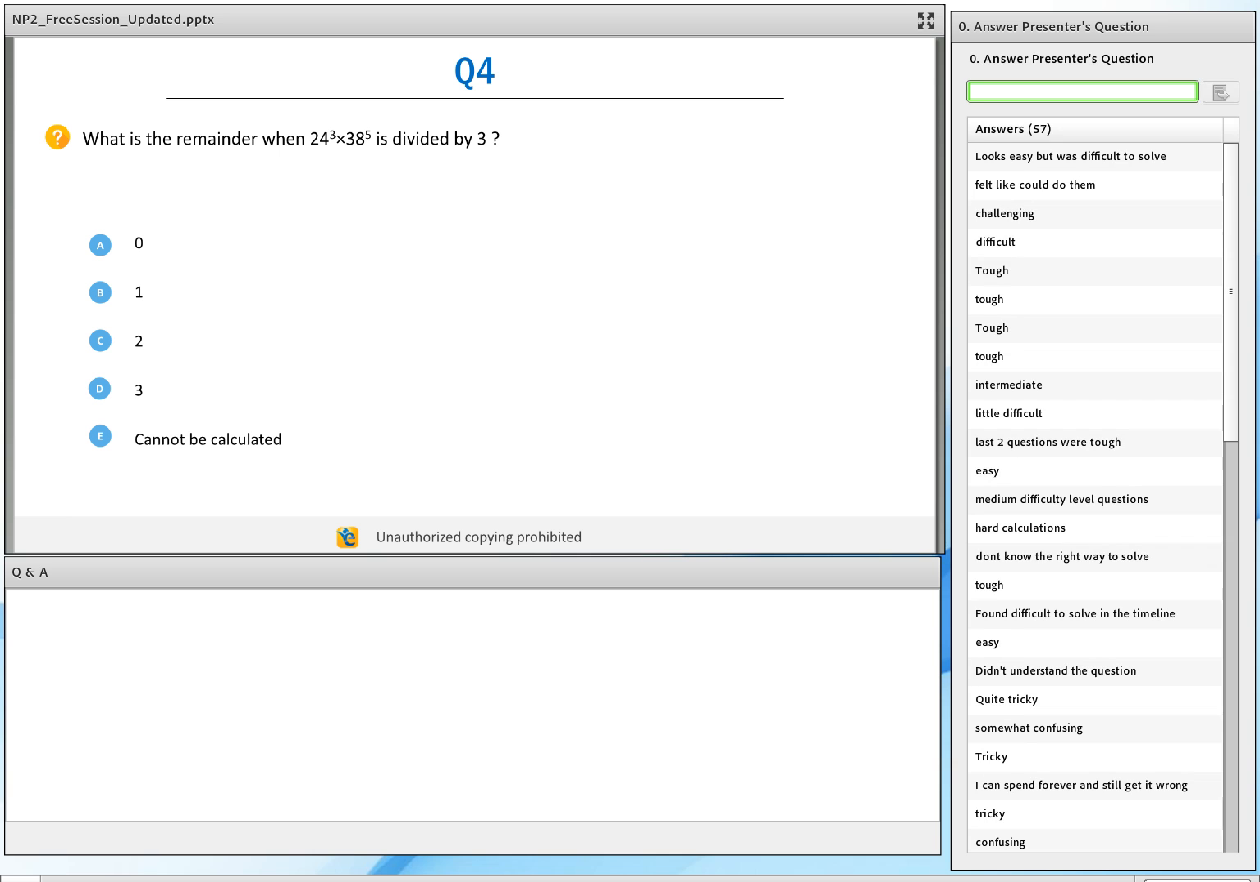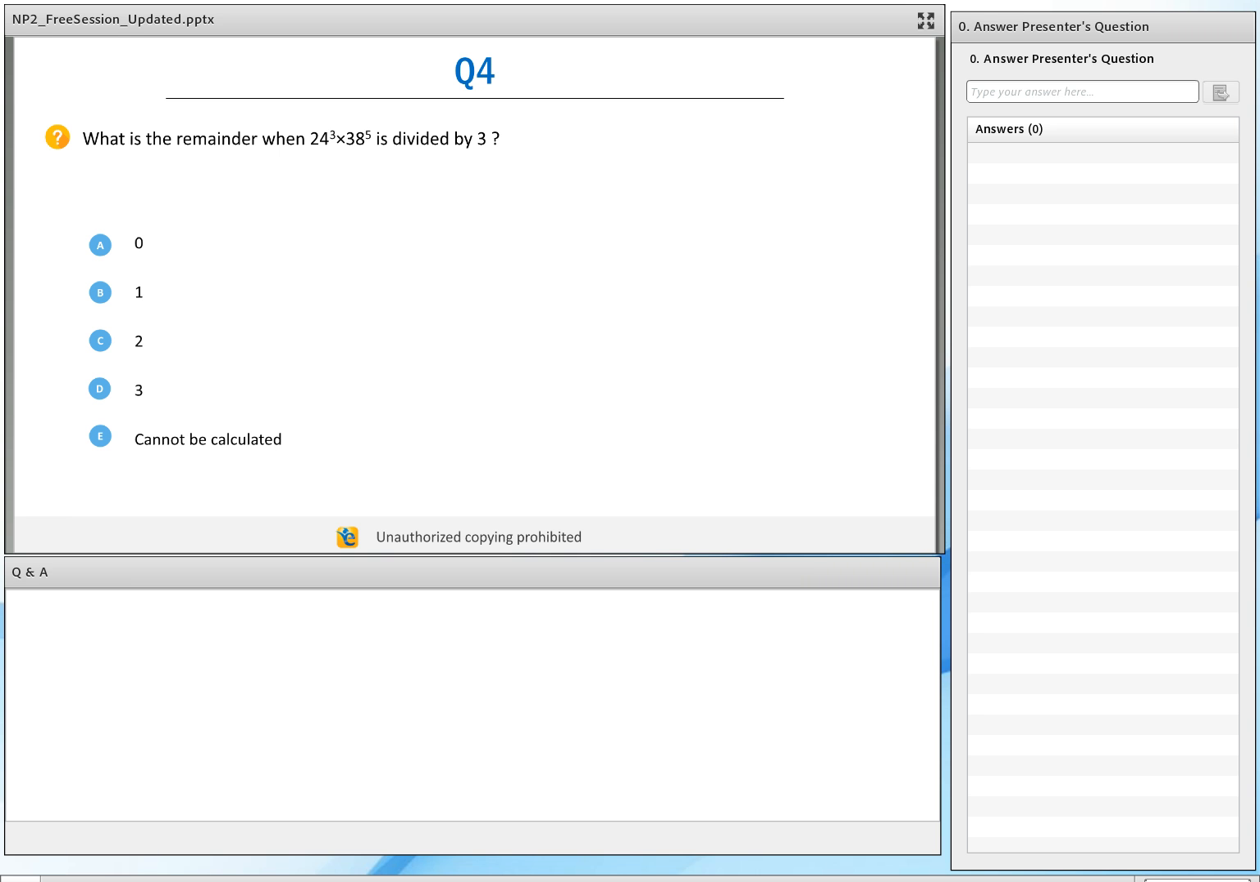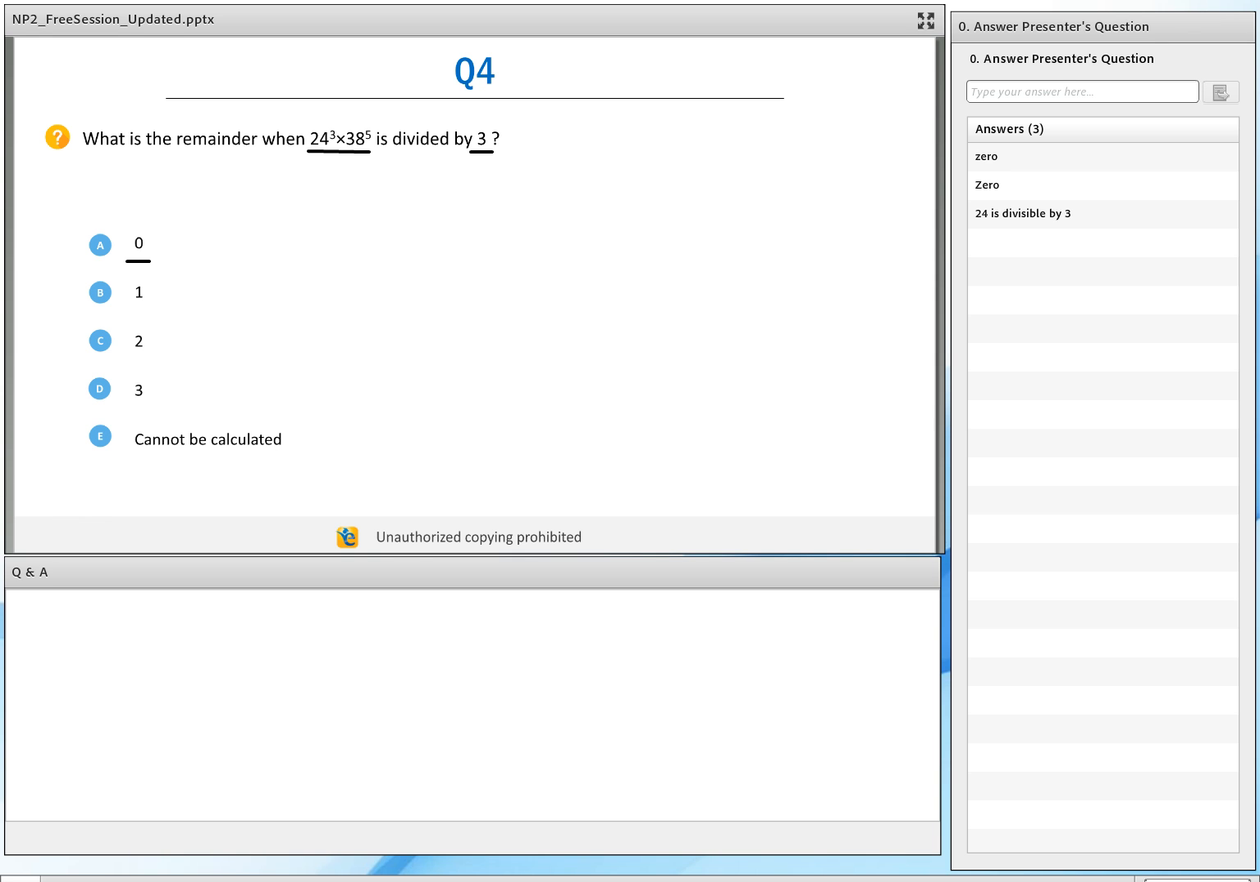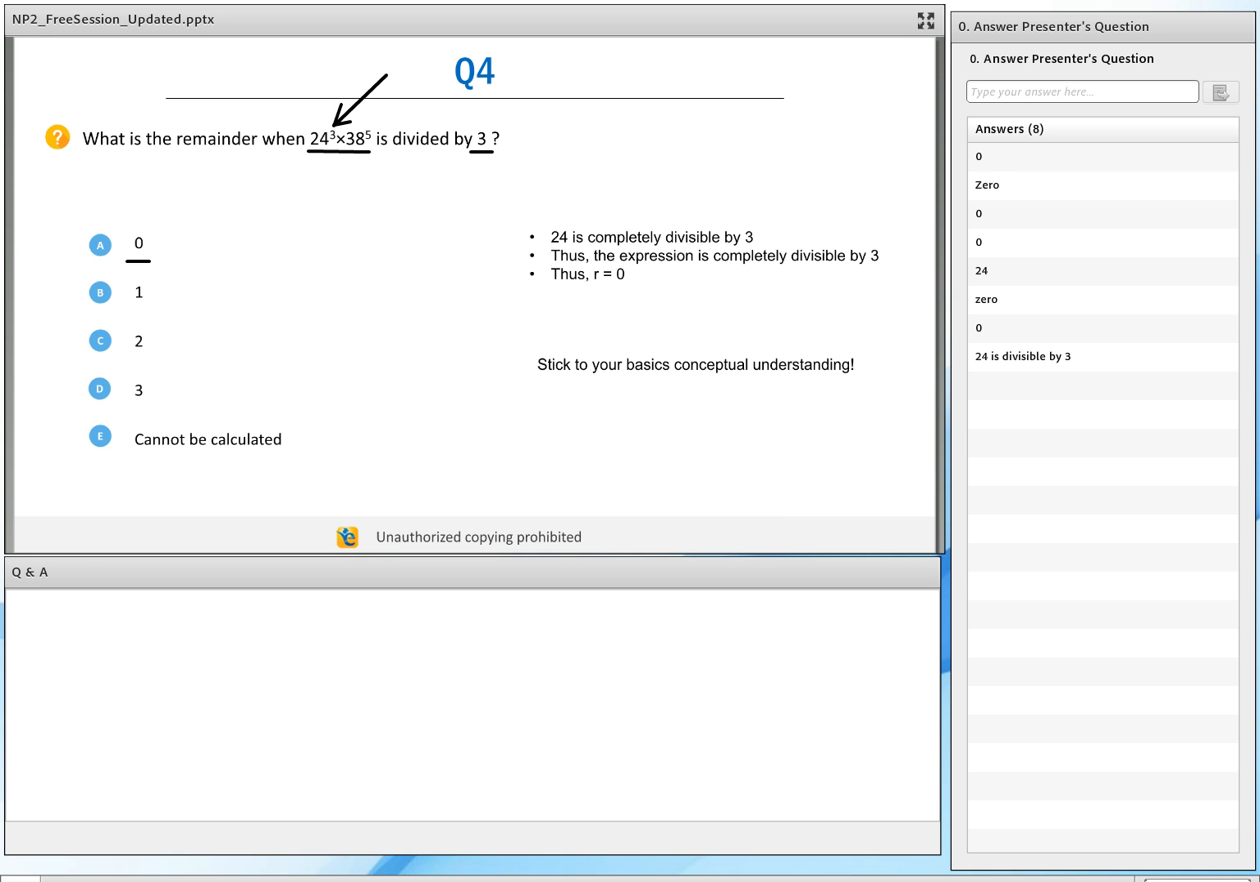What's given to you is, and I'm going to clear these answers, what's the remainder when 24 to the power 3 multiplied by 38 to the power 3 is divided by 3? And the answer directly should have been 0. Why? 24 is divisible by 3. Just because you learned all of those fancy things about the multiplicative property doesn't mean you apply it using a hammer, right? So the remainder has to be 0.